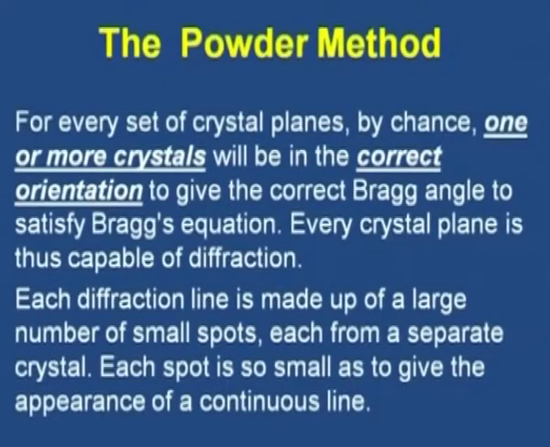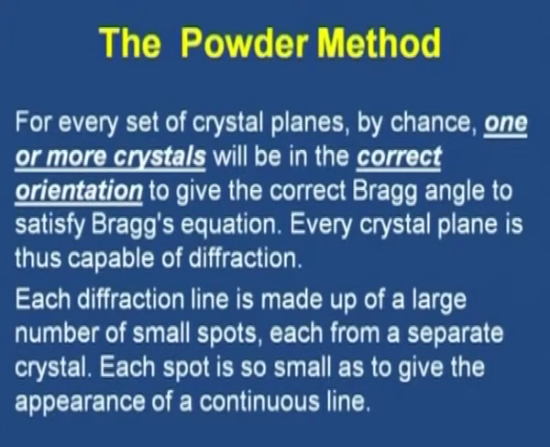The angle of incidence, the grazing incidence, will be like this. For this also, the grazing incidence will be the same. Therefore, for a set of parallel planes, for a given theta and for a given lambda, you will be having a diffracted beam. So, Bragg's equation will be satisfied for different crystalline planes having the same orientation with respect to the incident beam, and then you will get a diffracted pattern.